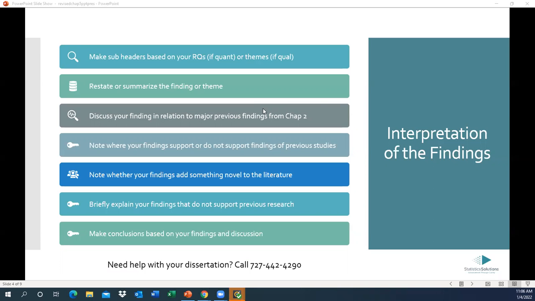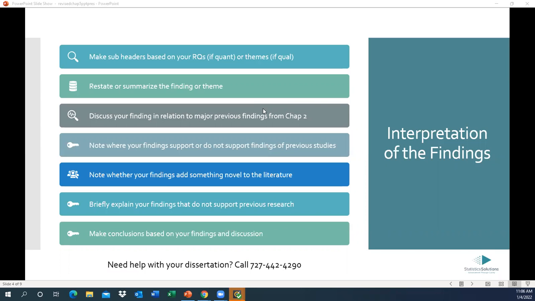So you don't have just a big chunk of text in the section, where you're trying to cover all the findings at once. It gets difficult, and it's easy for you as a writer to get lost. And if you're lost, then your reader is going to be lost when they're reading it.